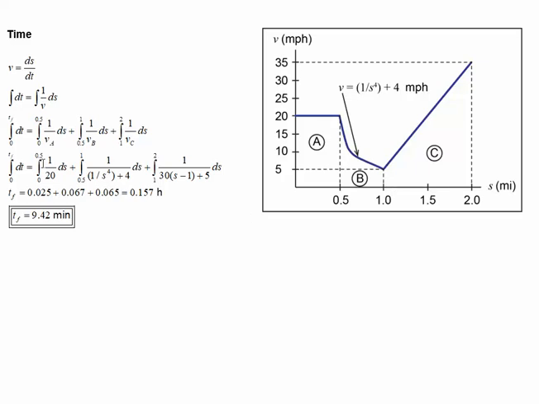All right, now 1 over 20 is not a difficult integral, and the last one is not too difficult either, but the middle one is. So what you can do is put that into a mathematical program, something like Wolfram Alpha, get it to integrate for you, and then once all of those sections are integrated, we get those values. And it turns out that the time that it takes the bicyclist to travel the 2 miles is 9.42 minutes.